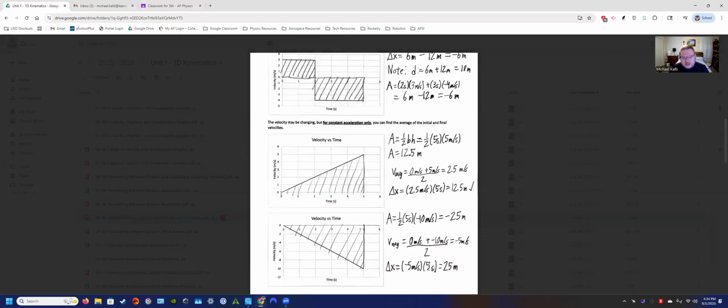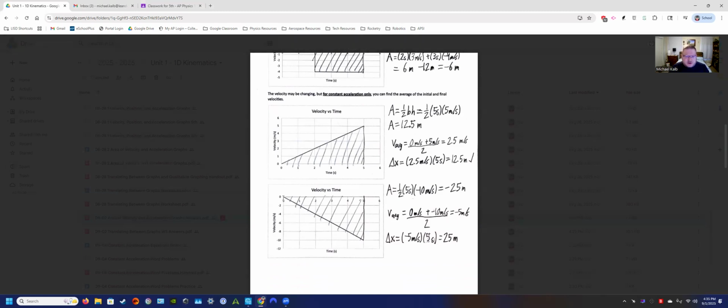So here we have a velocity increasing from 0 to 5 meters per second over 5 seconds. If we draw a line down, we get a triangle. The area of that triangle is 1/2 base times height, 1/2 times 5 seconds times 5 meters per second. That's 12.5 meters. And the average velocity, well, its initial velocity is 0 and its final velocity is 5, so the average velocity is 2.5 meters per second. And that times 5 seconds also gives us 12.5 meters.